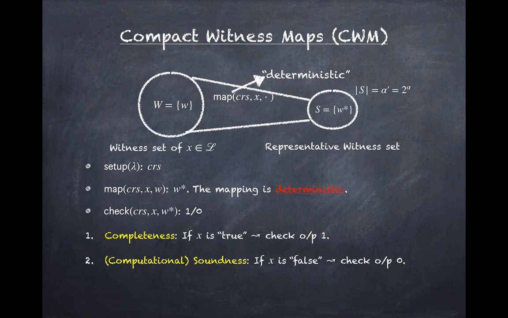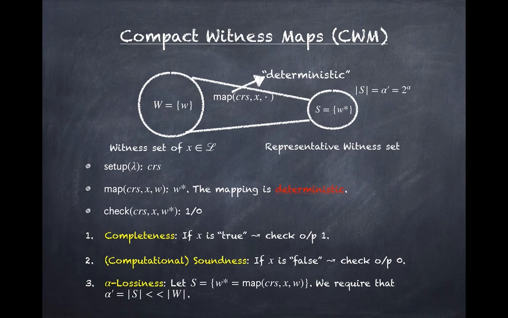And finally, we want the property of lossiness instead of zero knowledge. So in particular, we want to say that the proofs can be compressed efficiently. In other words, the size of this set capital S is much smaller than the size of the witness set for X.